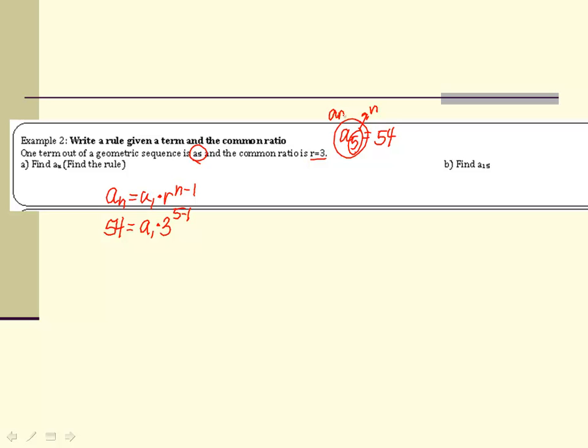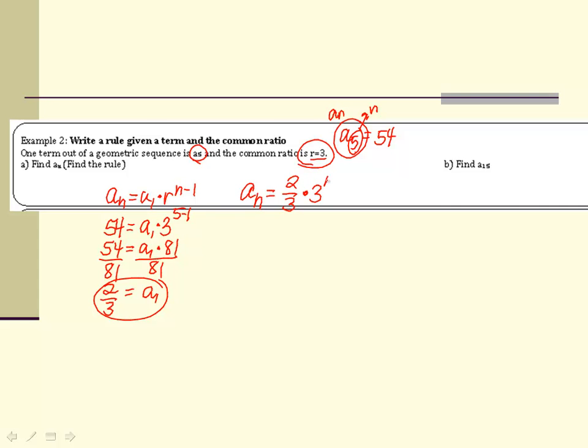So as we look at it, here's what I'm going to do. 3 to the 4th power is 81 equals 54. So I'm going to divide both sides by 81. And when I reduce my fraction, I get 2/3. Now that I know my first term and I know my r, I can write an equation: a sub n equals 2/3 times 3 to the n minus 1. Here's my general rule. Once I find my general rule, I can then find the 15th term.